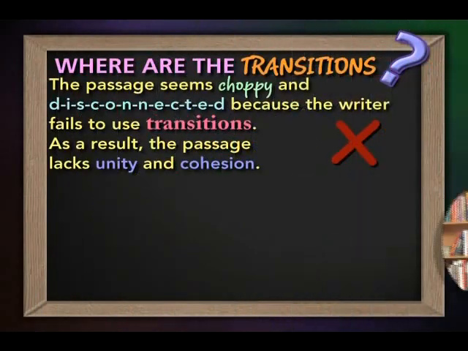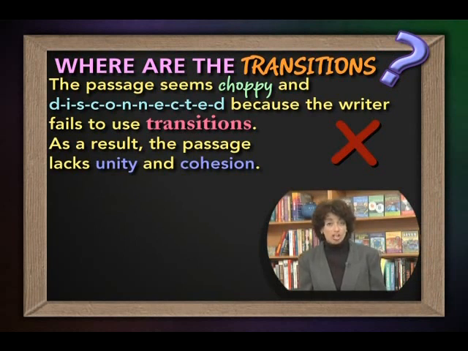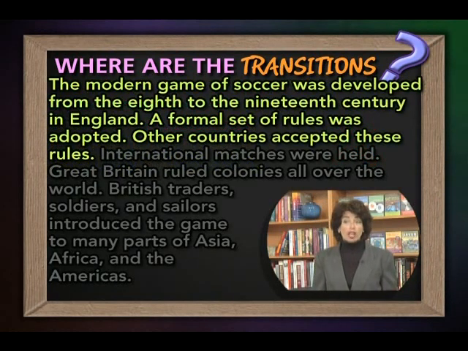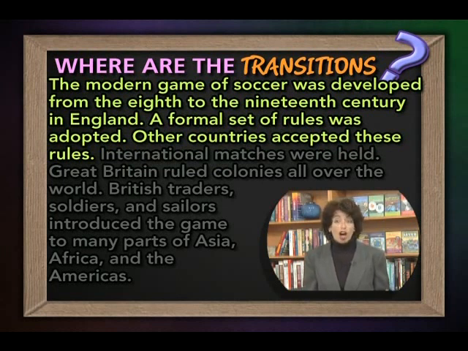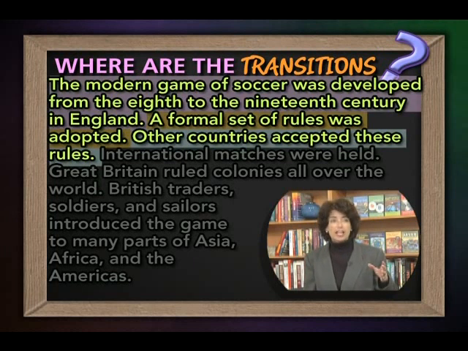The passage seems choppy and disconnected because the writer doesn't use any transitions at all. As a result, the passage lacks unity and cohesion. For example, the modern game of soccer was developed from the 8th to the 19th century in England. A formal set of rules was adopted. Other countries accepted these rules. There's no link, there's no connection among these three sentences. So we have sentence, sentence, sentence. It's almost like a necklace with a series of pearls. There's nothing linking that together.